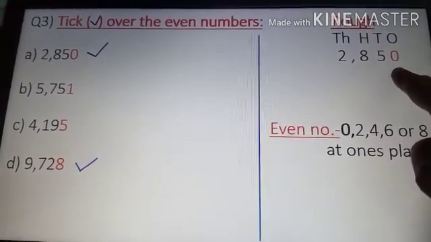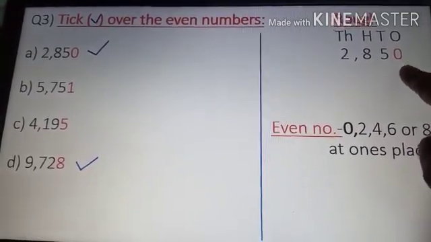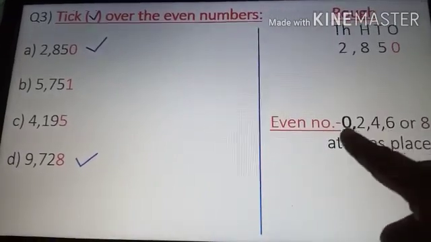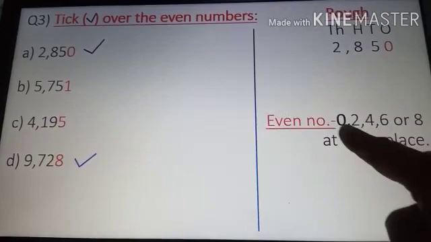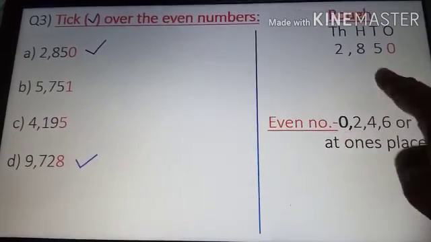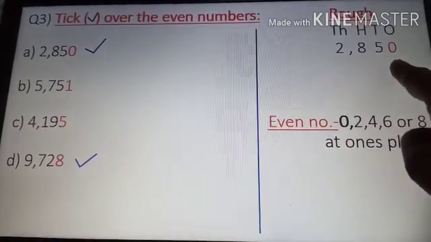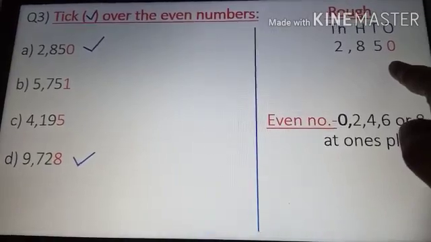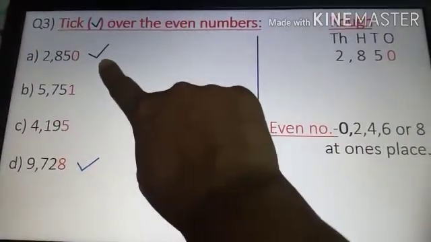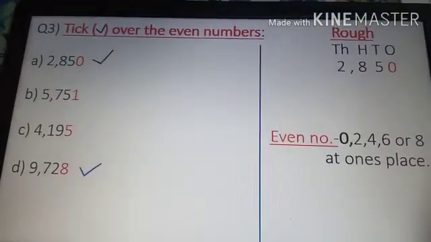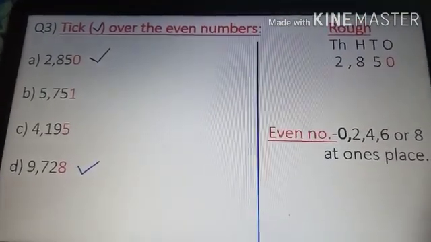So what is the digit at the ones place? It is 0. Yes. Do you get 0 here? We have written the condition. Yes, it is 0. So the given number 2850 is an even number. So you put a tick here. Now check for question number B.